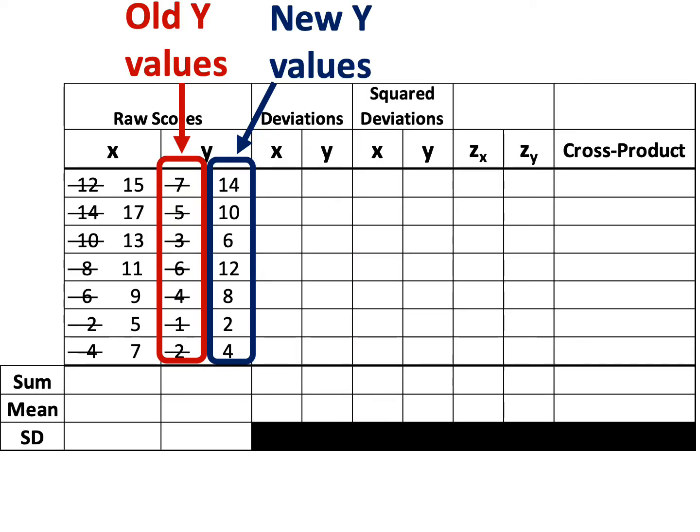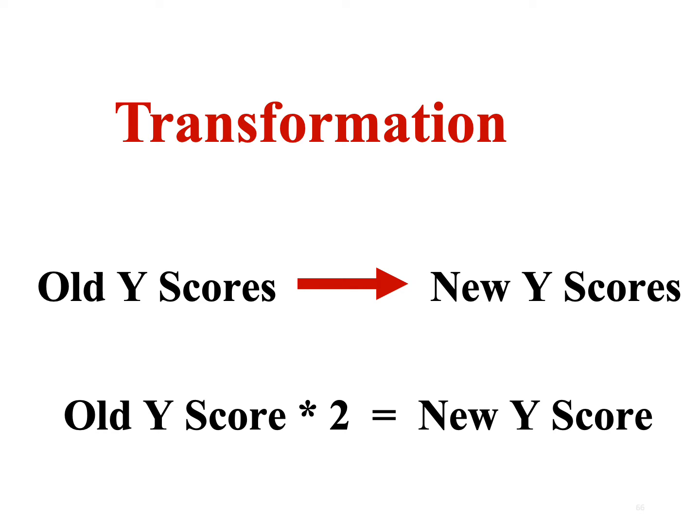I also did a transformation on the old y values. These old y values are the same ones you used minutes ago in table 1. I transformed these old y values into new y values. What did I do to the old y values to get the new y values? I transformed the old y scores into the new y scores using this formula. The old y score times 2 is equal to the new y score. In other words, I took the old y scores, multiplied them by 2, and got the new y scores.